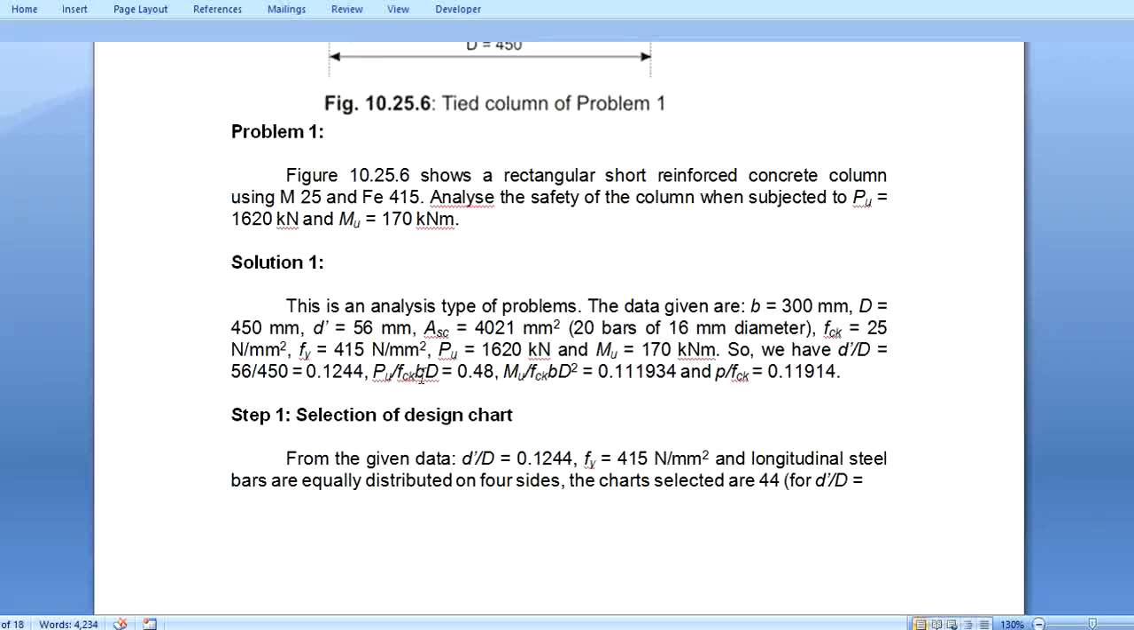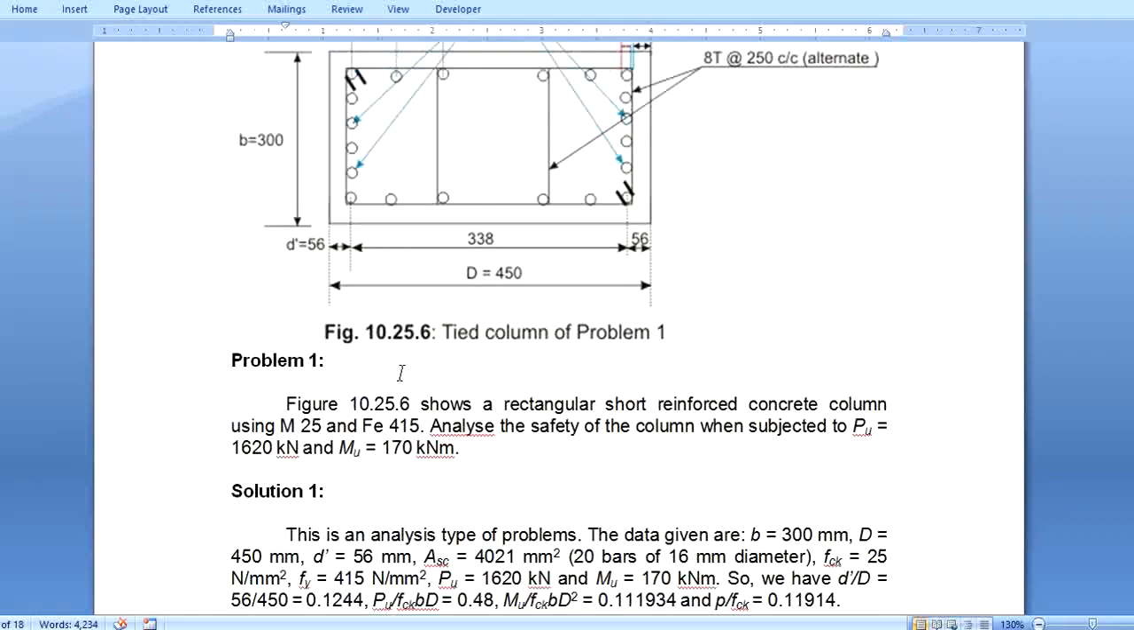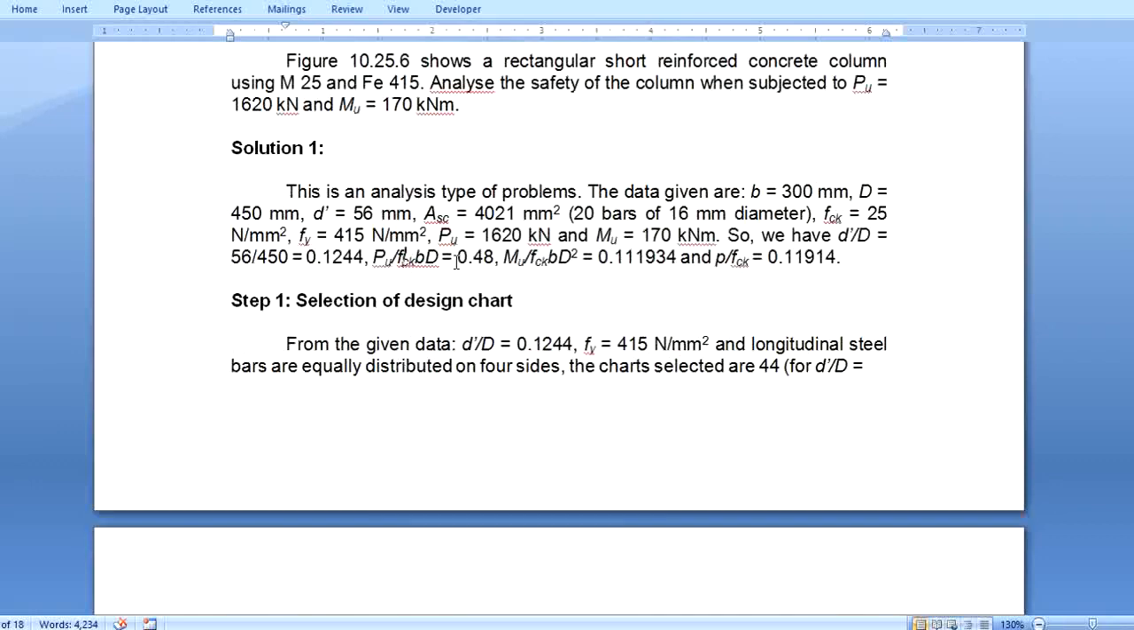Pu divided by FCK BD is 0.48. You can calculate it: Pu is 1620, divided by 25 into 300 into 450, which gives us 0.48. Next, Mu divided by FCK BD square is 0.11932. We are not going to consider this; we just did it for calculation.